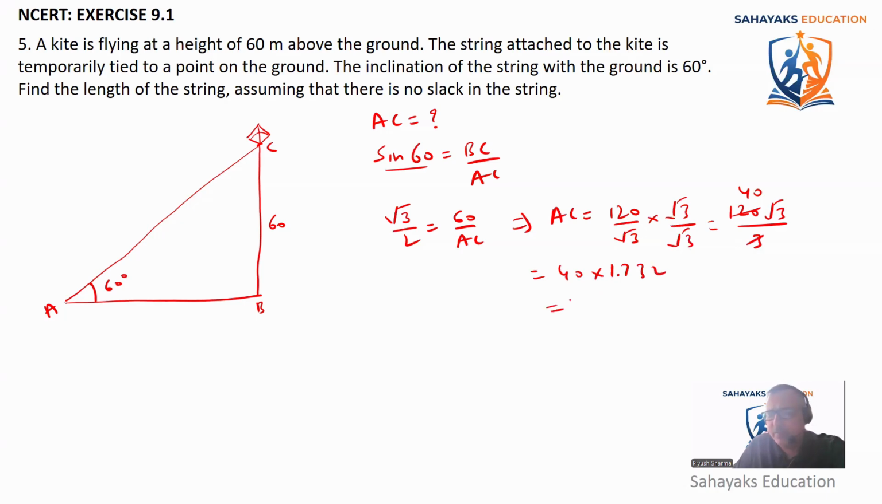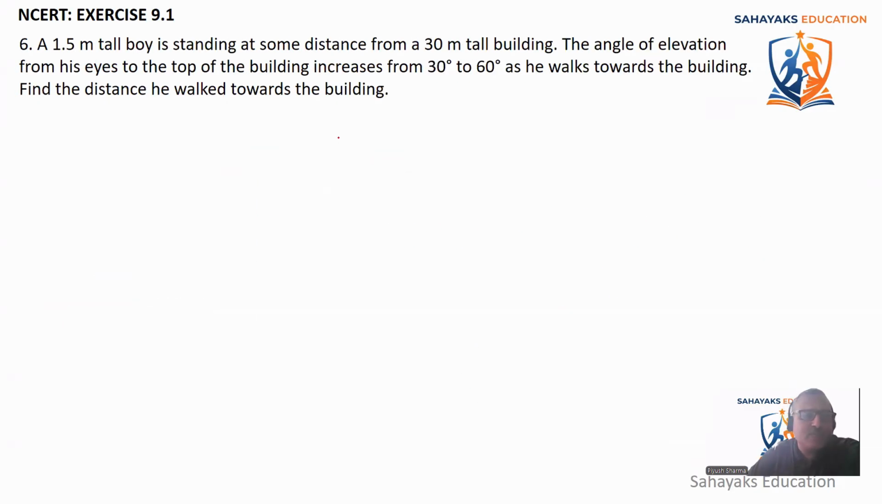So when we multiply 1.732 with the 40, it comes as 69.28 meters. So we can say the length of the string is 69.28 meters. Okay. So coming to the next question.